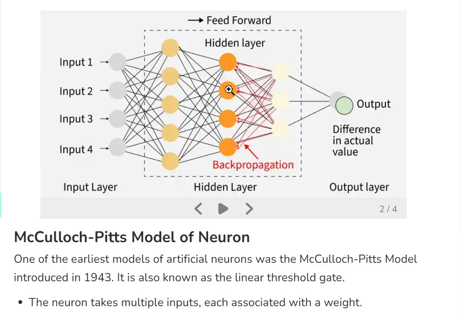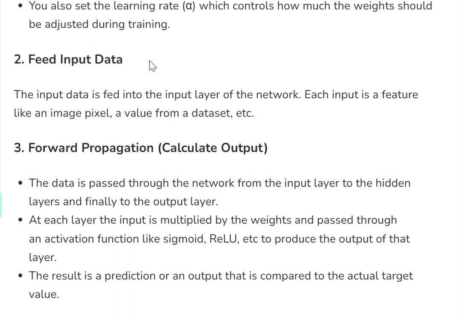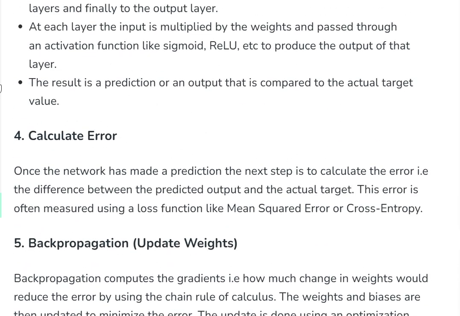What is meant by an activation function? In a neuron we use an activation function, like ReLU, which sends the data on to the next neurons. There are multiple activation functions: sigmoid, ReLU, tanh, softmax. These are applied to produce the output of that layer.